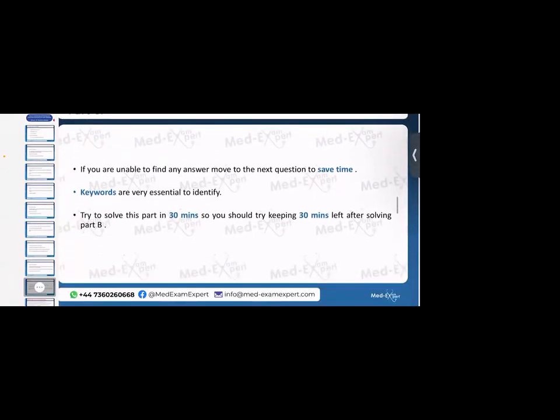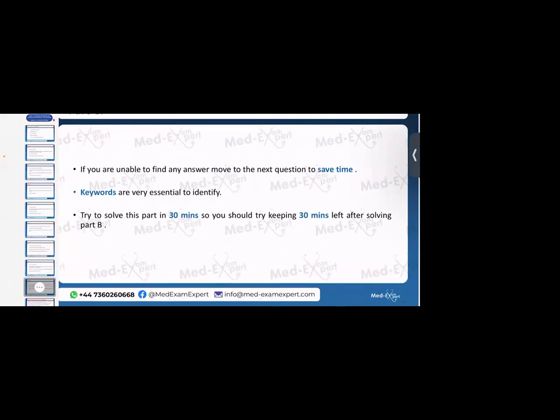If you are unable to find any answer, move to the next question to save time. Keywords are very essential to identify. Try to solve this part in 30 minutes. So you should try keeping 30 minutes left after solving part B. I have told you, you will be given a complete time of 45 minutes for solving part B and part C.